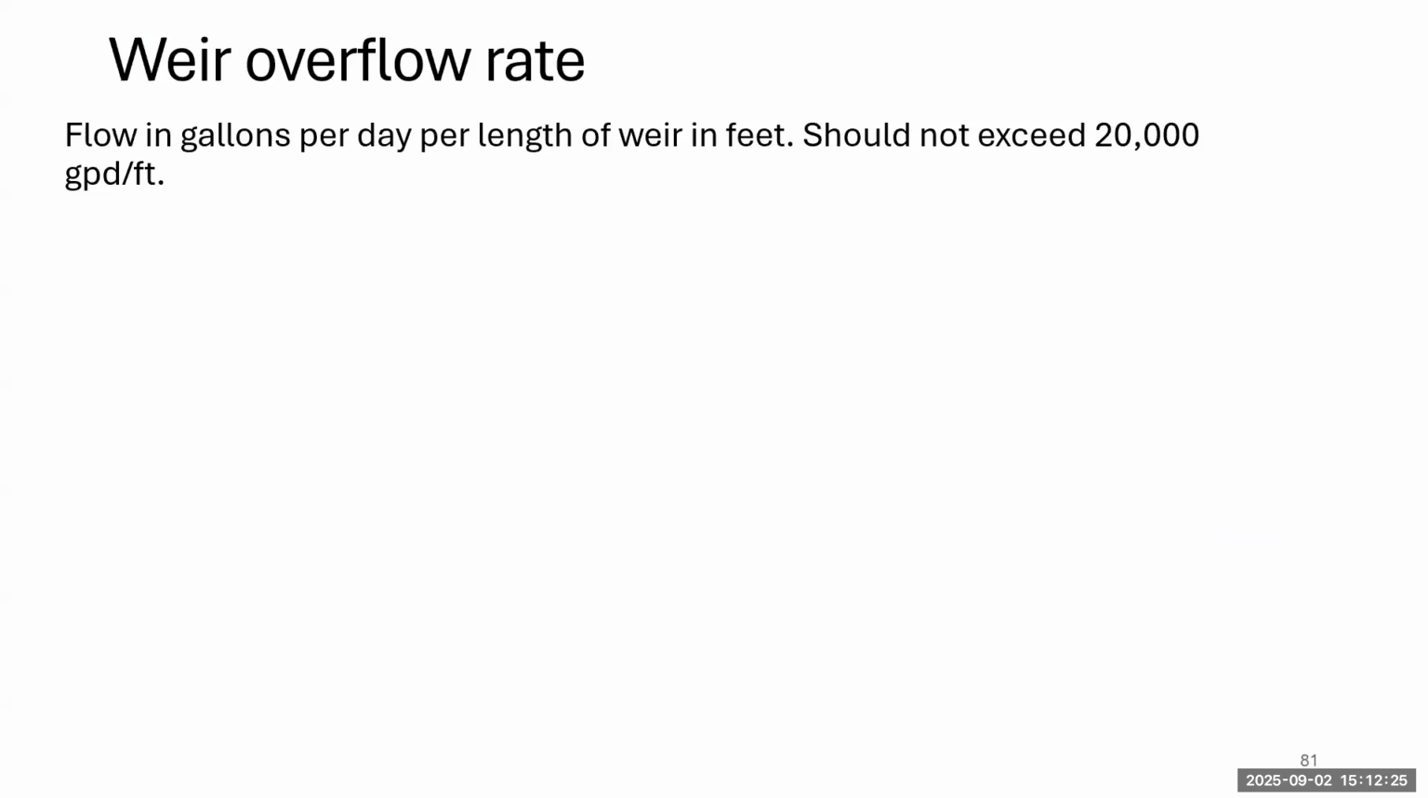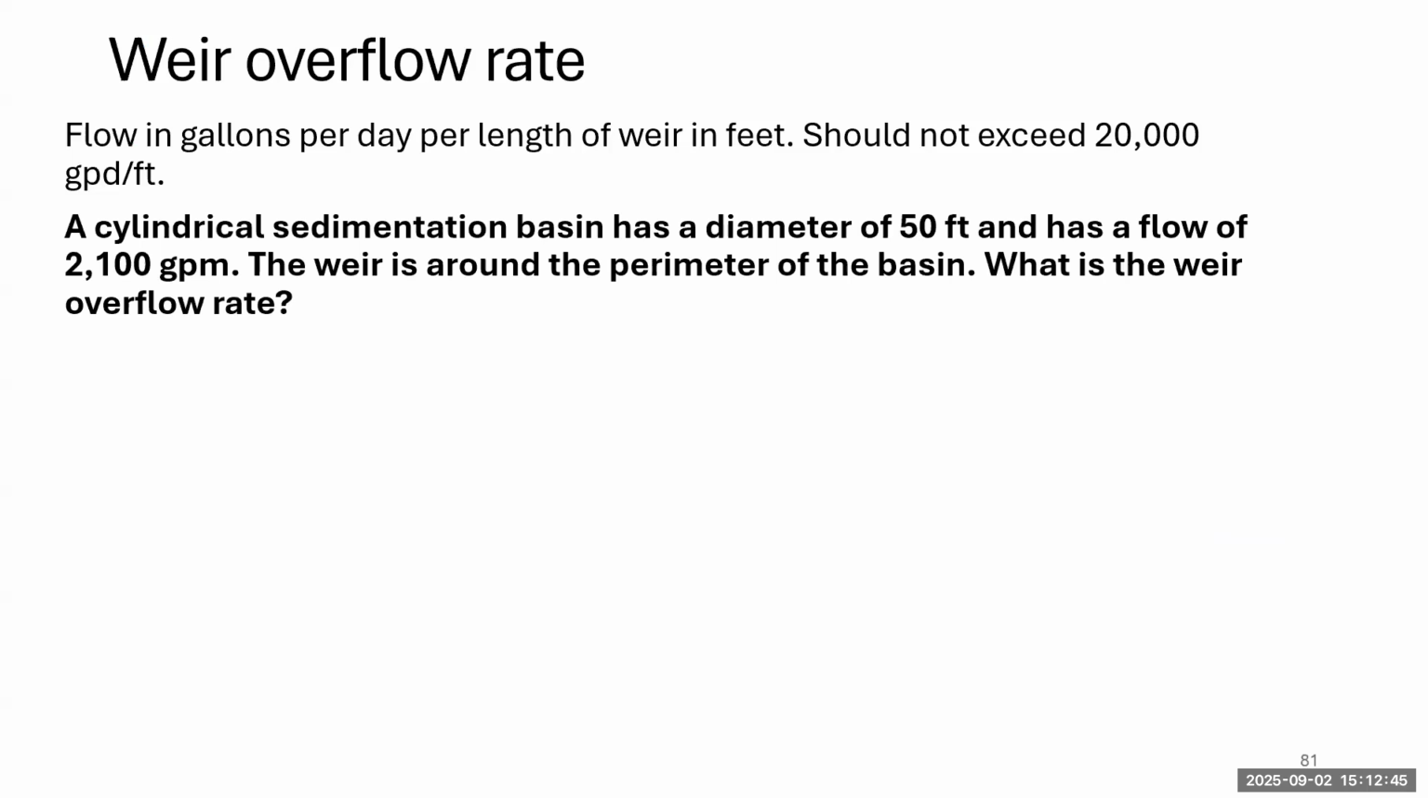We also can look at the weir overflow rate. This looks at the gallons per day per length of the weir in feet. Basically, we don't want the velocity at the weir to be too high where it causes velocity problems. Generally, we don't want that to go over 20,000 gallons per day per foot. So here we have a sedimentation basin. It has that same diameter, and it has a flow of 2,100 gallons per minute.